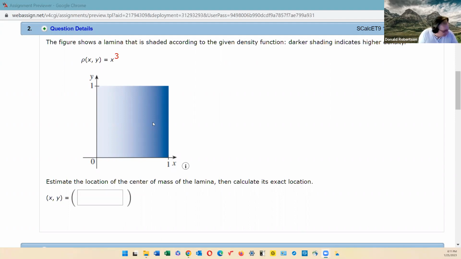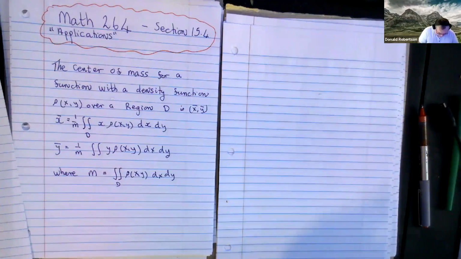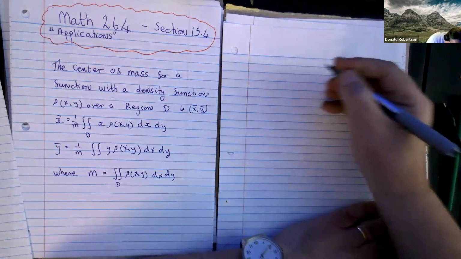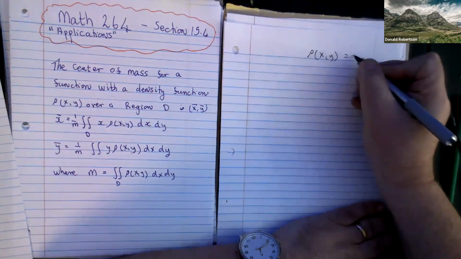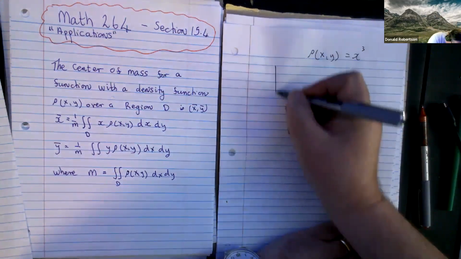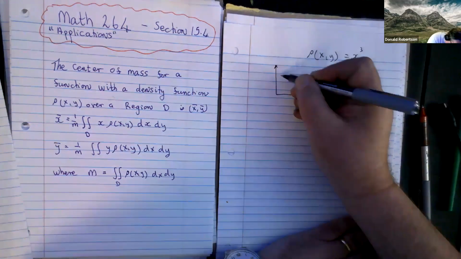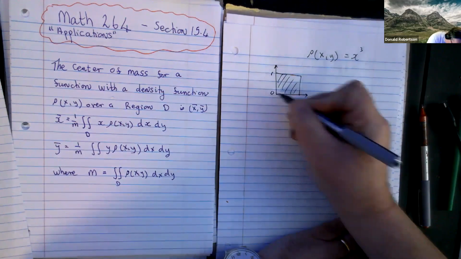Okay. So we're going to set this whole story up and let's take you through it. The process, thankfully, is pretty standard. So once you've done one, you've pretty much done them all. So I have a density function to work with, and it's x cubed. And I have a region, which is very simple, that guy, right?